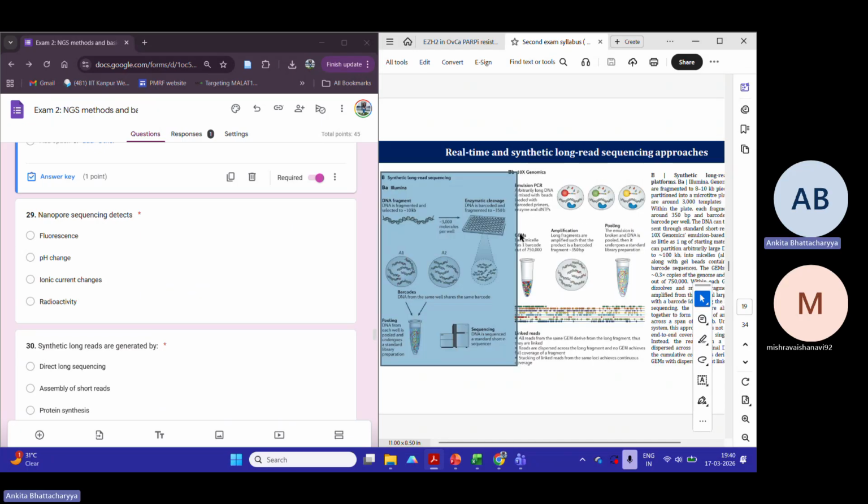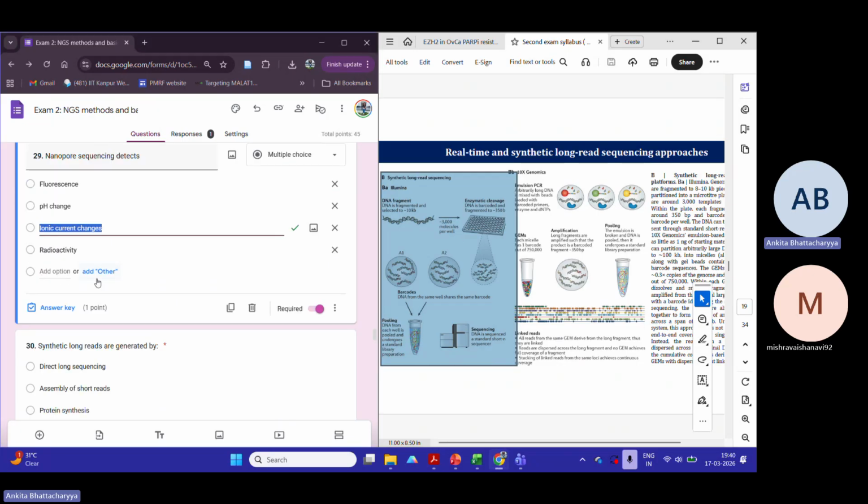Next, nanopore sequencing. What does it exactly end up detecting? It detects the ionic current changes, like I just mentioned. So you sort of have like a voltameter, which is able to recognize these differences and quantify them as well, based on which you can tell which base has gotten incorporated.